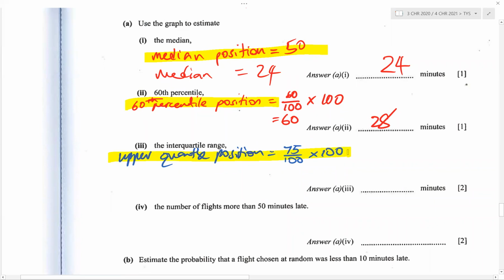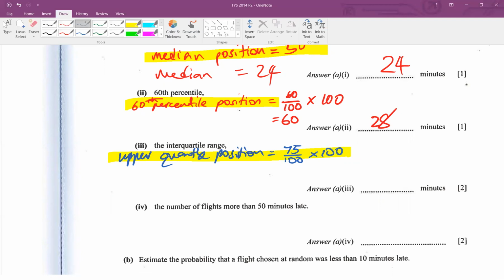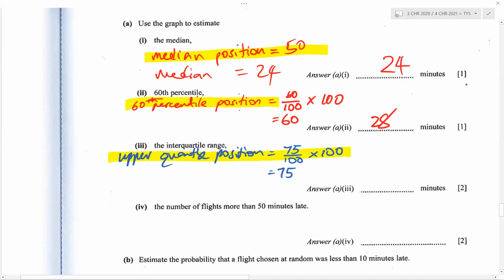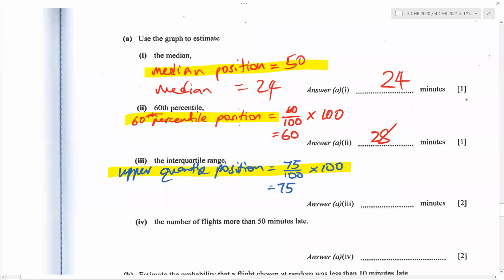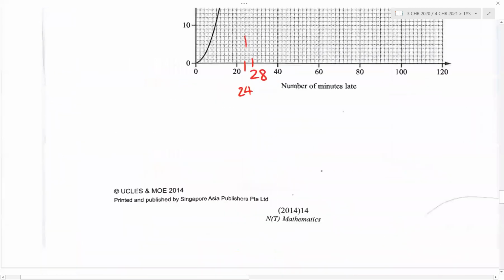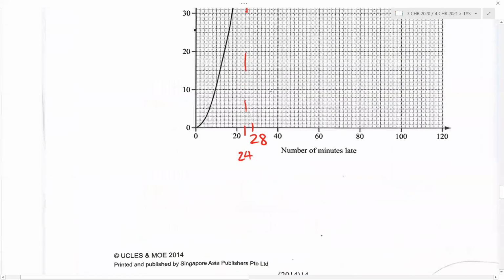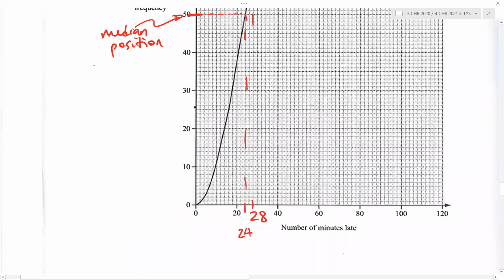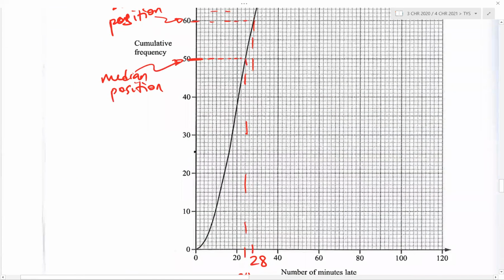Multiply by 100 because there are 100 flights. If it is a question with 300 flights, then you multiply by 300 to find the position. So because you're just multiplying by 100, we're going to get 75. Then find the value at position 75. This is our upper quartile position.